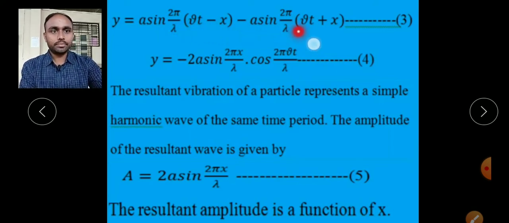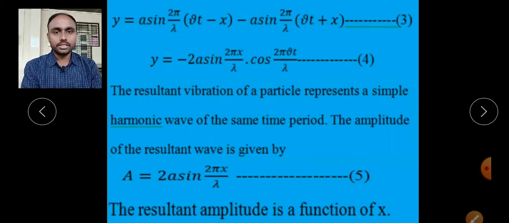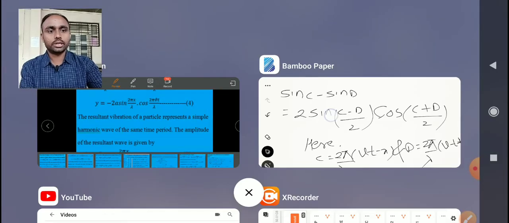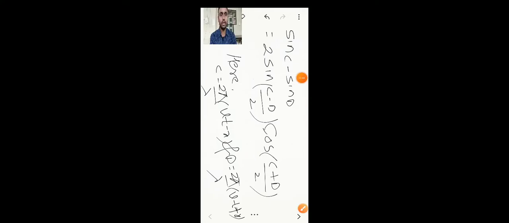Now again we have to use the trigonometric formula. Since a is common, we can take a common, and for sin c minus sin d we have a formula. Let us go to the whiteboard and I will show you what formula we have to use here. For sin c minus sin d, the formula is 2 sin of (c minus d) by 2 into cos of (c plus d) by 2. In our case, c is 2 pi by lambda (Vt minus x), and d is 2 pi by lambda (Vt plus x).